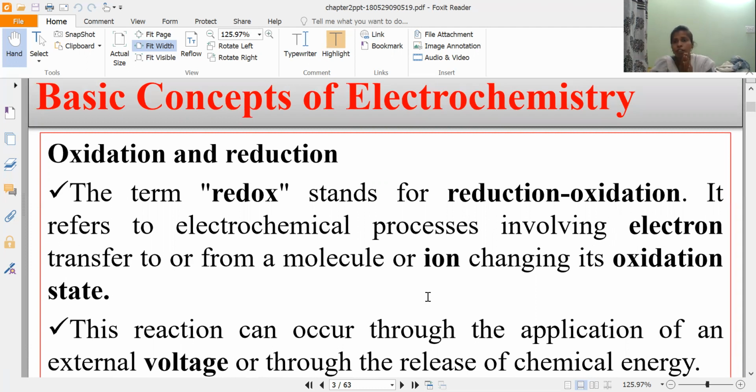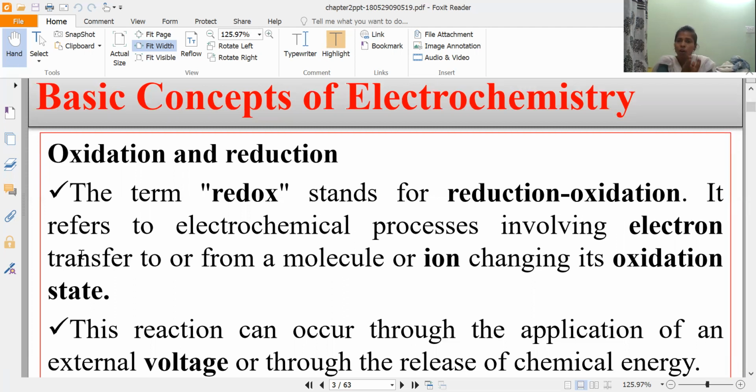Oxidation means loss of electrons or removal of electrons. Reduction is nothing but the gaining of electrons or the addition of electrons. The term redox has two terms: reduction and oxidation. Red stands for reduction and ox stands for oxidation. Redox stands for reduction oxidation. It refers to an electrochemical process involving electron transfer, where a molecule or ion changes its oxidation state.